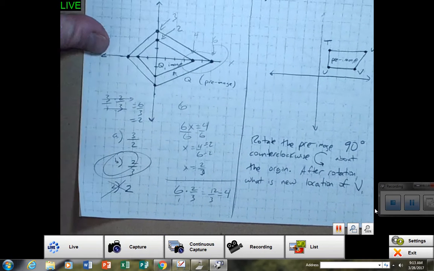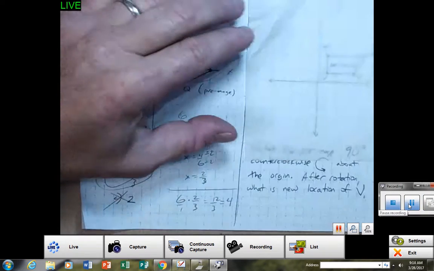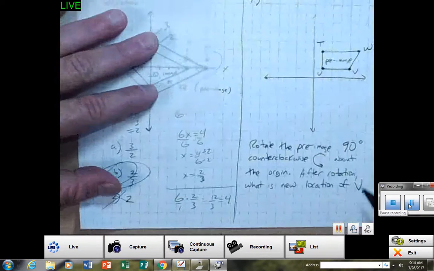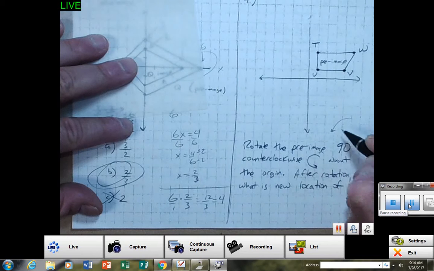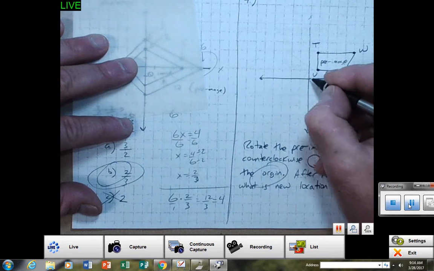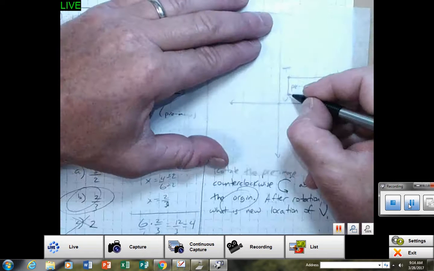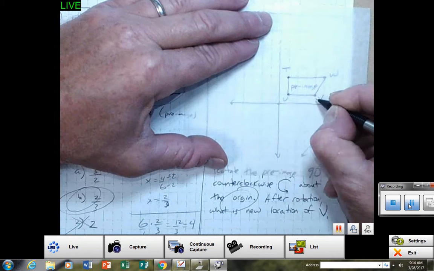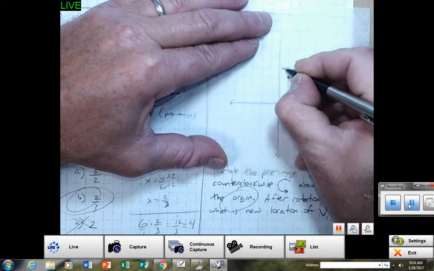Okay, number 4 is a rotation. I will give you patty paper for this. It says rotate 90 degrees, which is a quarter turn, counterclockwise. Remember, the clock goes this direction, but I'm going counterclockwise about the origin. That is the middle. So I take my tracing paper, trace the edges of that pre-image. I'm going to label the parts the same.